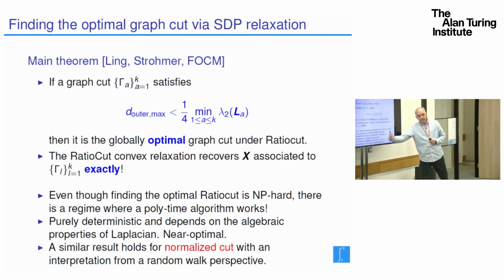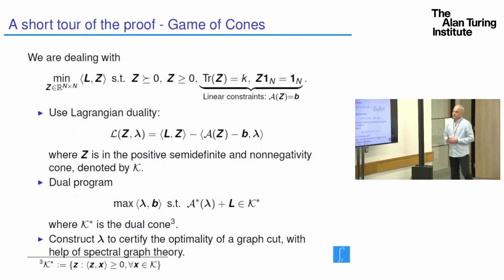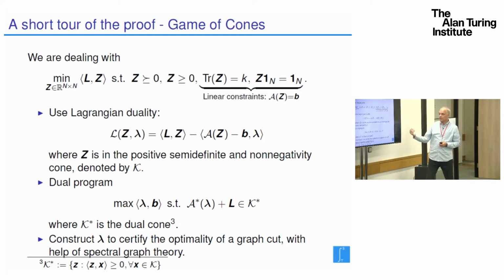I could prove the same thing for normalized cut. There's a similar thing to RatioCut, normalized cut. It is connected to random walks. A similar result we can prove there as well. And therefore, there's also a link to diffusion maps. Let me just give you a short gist of the proof. It's really about duality theory. This is the optimization problem we have to solve. Using Lagrangian duality, we can rewrite this in this way. And we're looking really for a dual program. And we're very short on time, but this is the thing that we have to target.